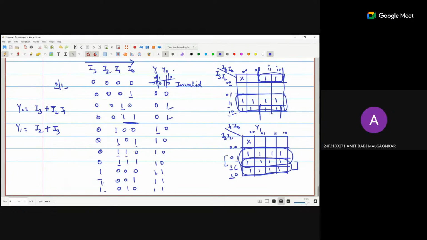Sir, here I0 is of no consequence if we go by the equations. Yeah, if we go by the equations, you can see that y0 and y1 both are independent of I0. But we have to check, for example, if I take I0 as the highest priority, then the equation should be different. Right. So it is mentioned in the question whether MSB is the highest priority or LSB is the highest priority.